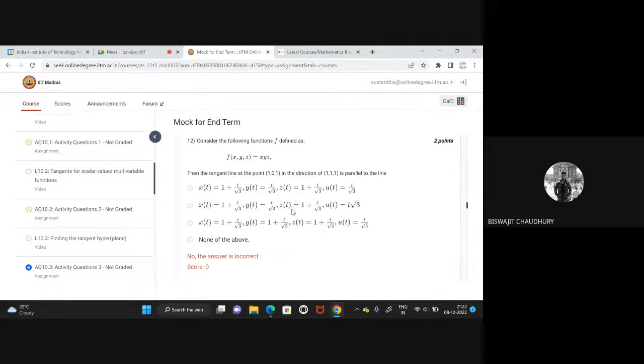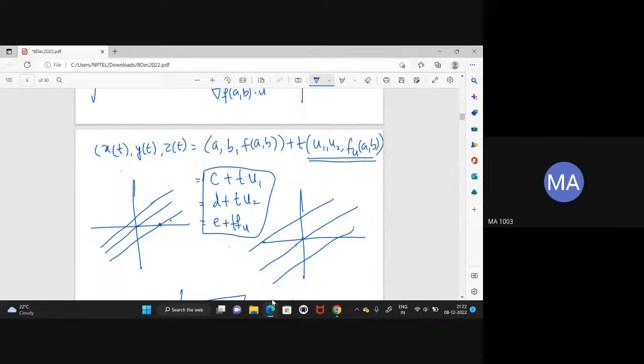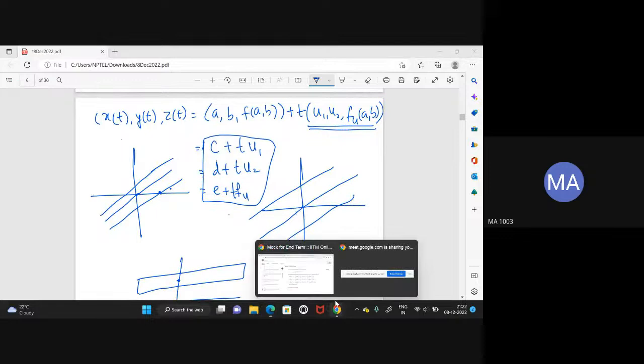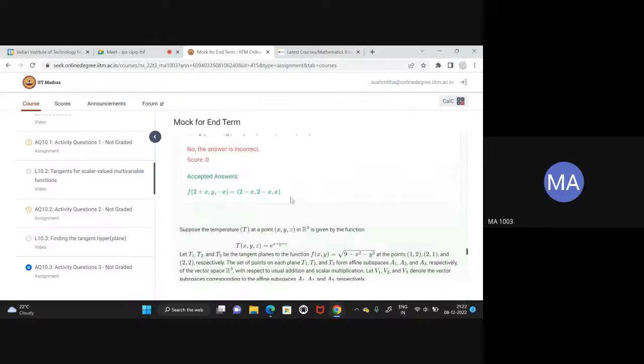1 by root 3 are direction, ma'am. Yeah. Okay. Oh, then it makes sense, right? I was misunderstanding that way only. Okay, and then what was the confusion? Yeah, so this is the direction, fine. How did we get that 1, 0, 1 then? Oh, at the point, okay. Okay, I guess I should take my mind off this for some time, and then if I come back, it'll make sense to me. Let's solve this problem now.